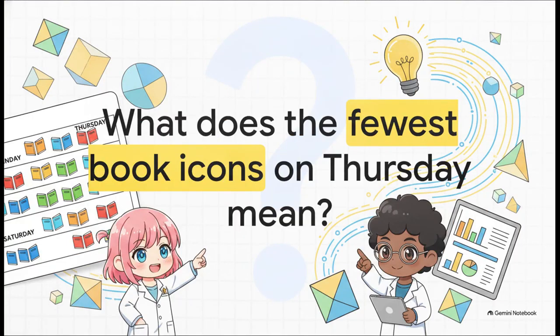All right, let's test your skills for a second. If you're looking at a library pictograph and the row for Thursday has the absolute fewest number of book icons, what does that instantly tell you about Thursday? Take a second and think about it. Yep, that's right. It confirms right away that Thursday had the minimum number of books borrowed that whole week. And the best part? You figured that out without doing any actual math, just by looking at the pictures.